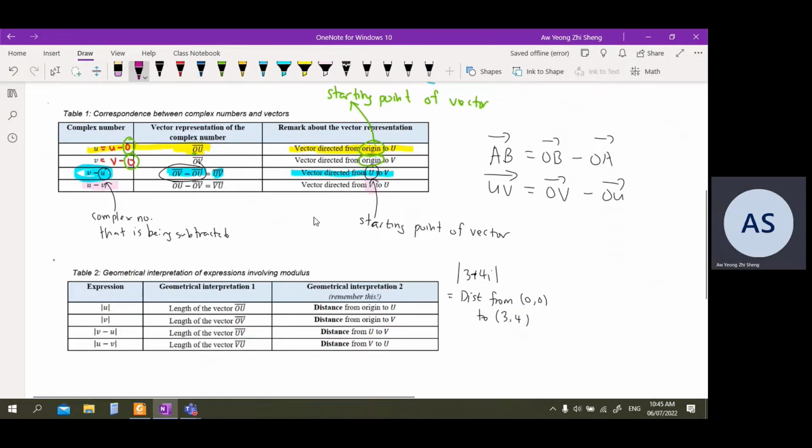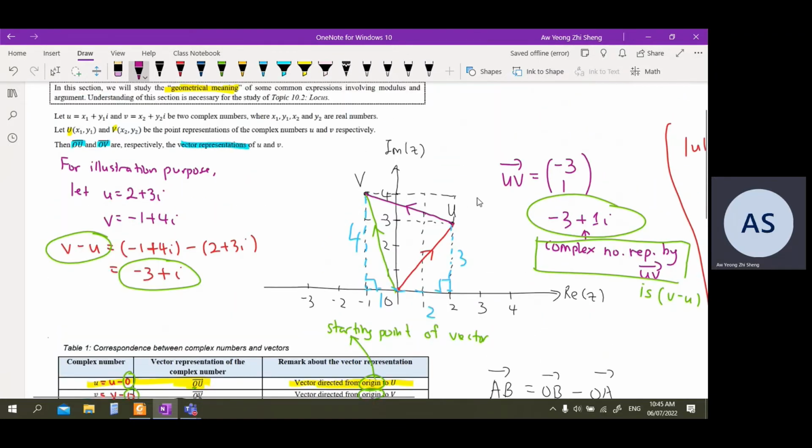So let's look at our Argand diagram that we have there. If you use the Argand diagram to find the length of vector UV, or simply modulus UV with an arrow above, this is the notation for the length of vector UV. According to Pythagoras, I will have 3 squared plus 1 squared, and that gives me a square root of 10.